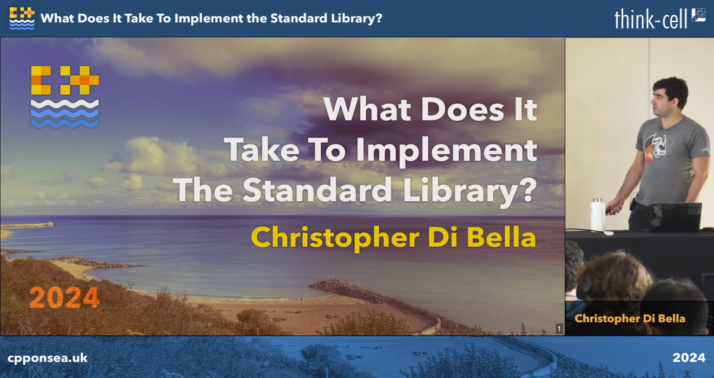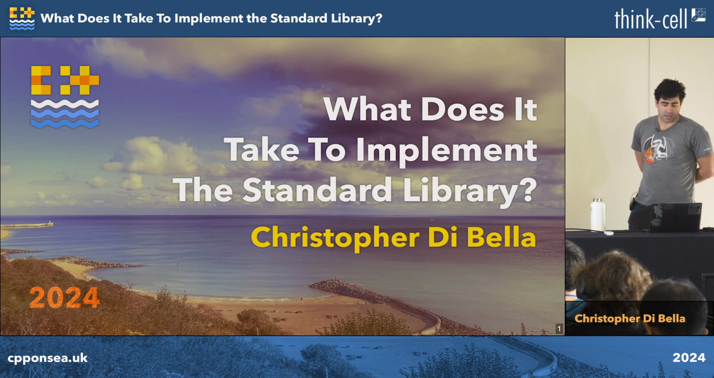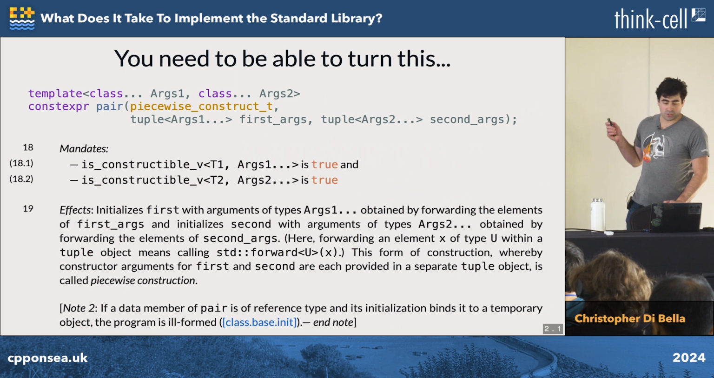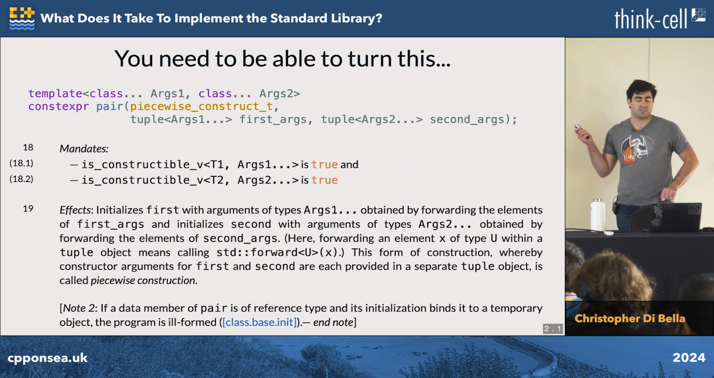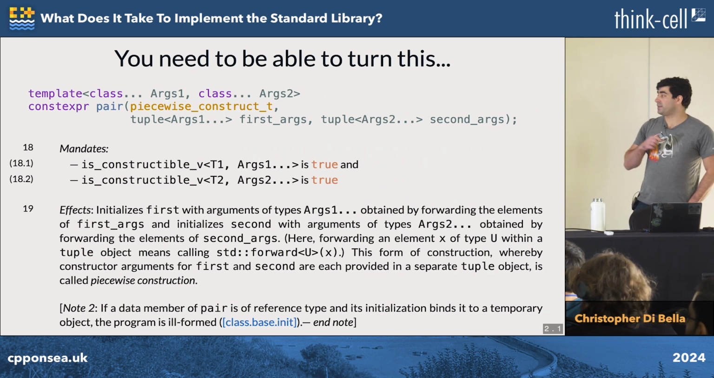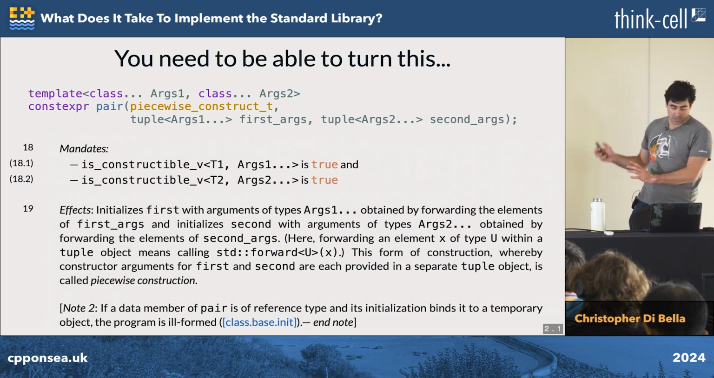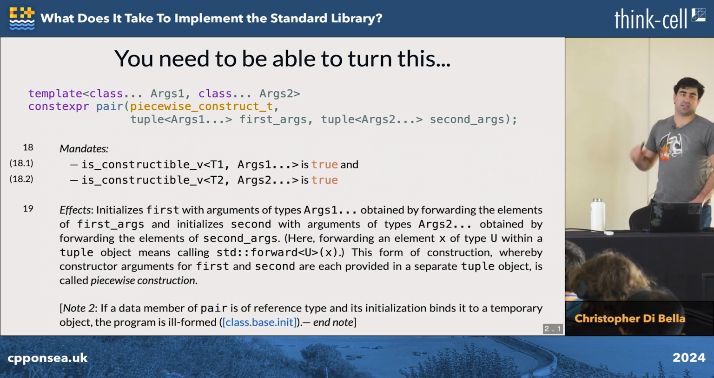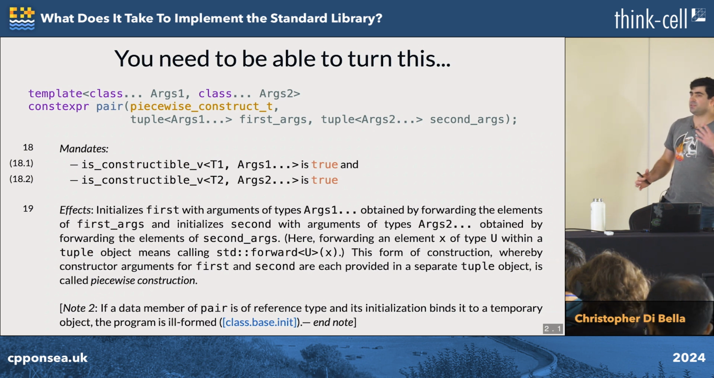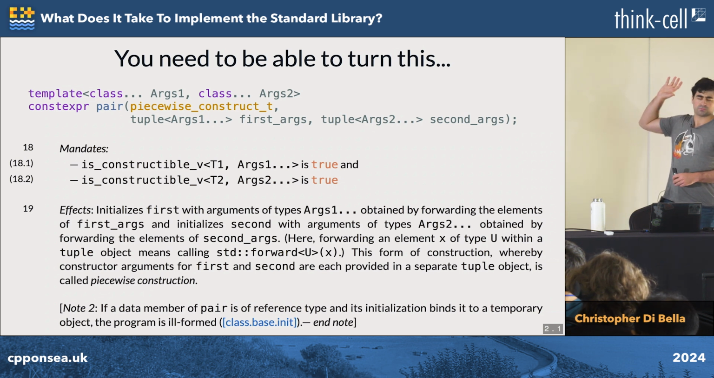So to start off with, people who are working on the C++ standard library need to be able to turn this, which is what's known as standardese. You do not need to read this text. You just need to be familiar with its structure. This is called standardese, which is the text in the C++ standard that articulates what C++ is. This in particular is the constructor for the pair's piecewise constructor.